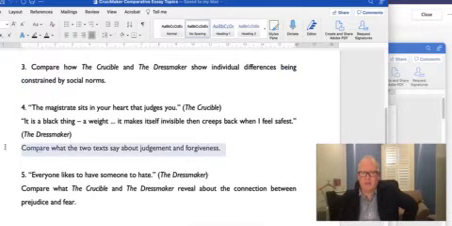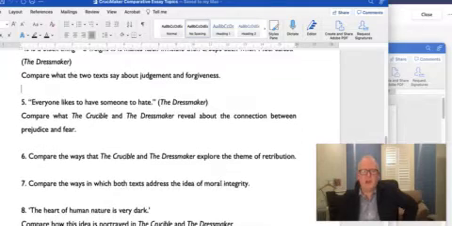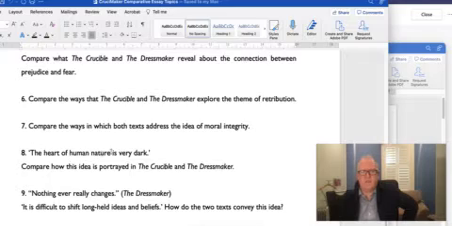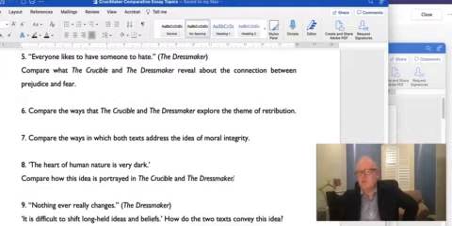In something like this, you could be talking about judgment as your cause, and then forgiveness as a response to judgment. If you want to do a cause and effect kind of relationship, you could do that. And then one thing you could do here, I'll just go down here: the heart of human nature is very dark. That sort of question is a little bit different, because you could be talking about the heart of human nature. You could say, what are the problems that are explored in those texts, and then how do characters respond. So that's a way you could approach it.